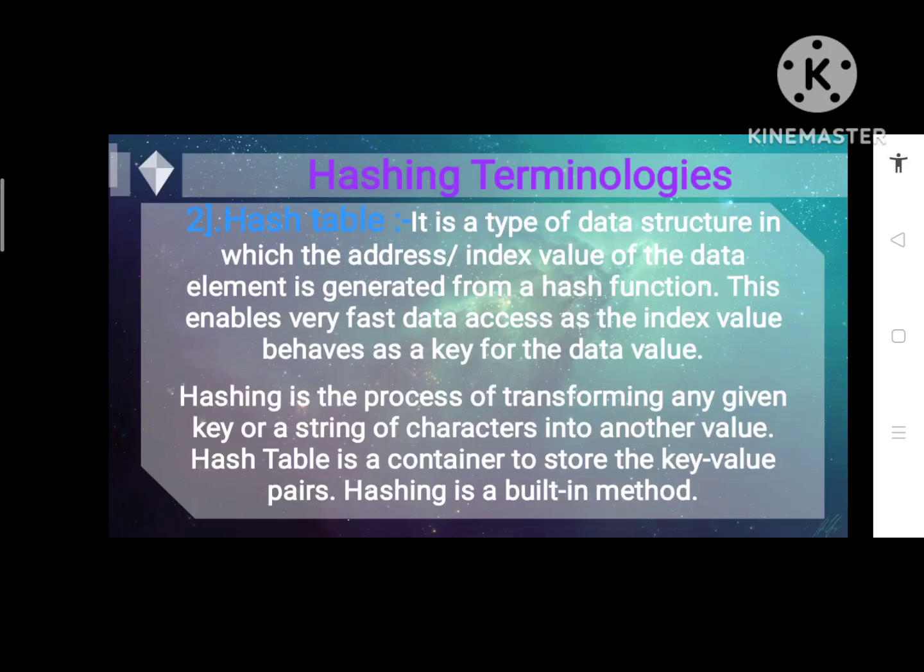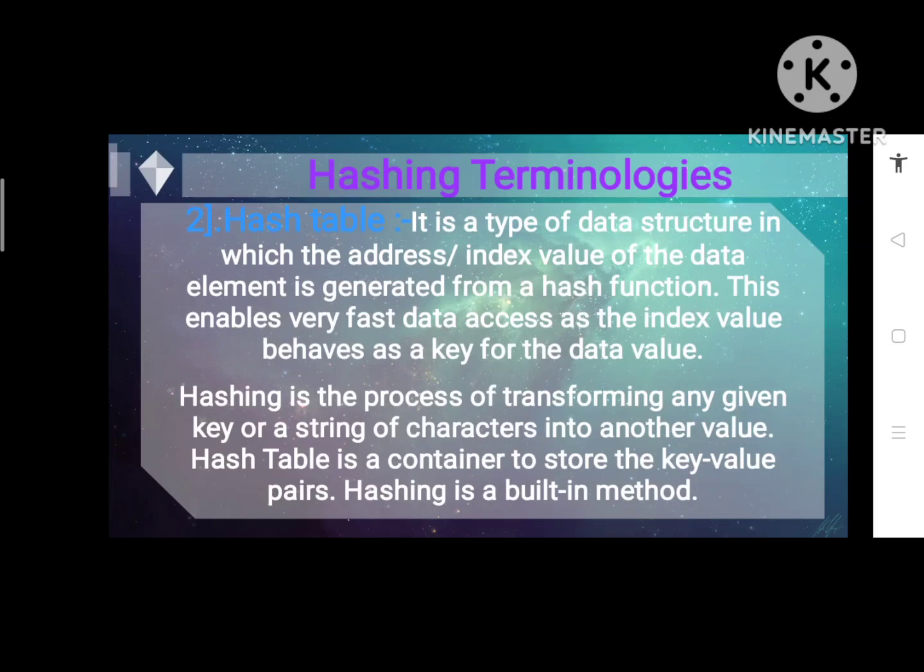Let's get to the next point. Hash is the process of transforming any given key or string of characters into another value. Hashing is a method, hashing is a process, hashing is a technique. It is a process of transforming any given key or string of characters into another value. Maybe I mentioned in the previous slides, there's a specialty in hashing. The specialty is that it maps larger values into smaller values by using the concept of hashing.